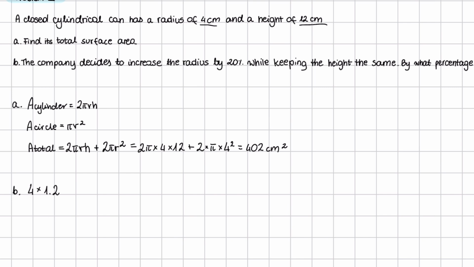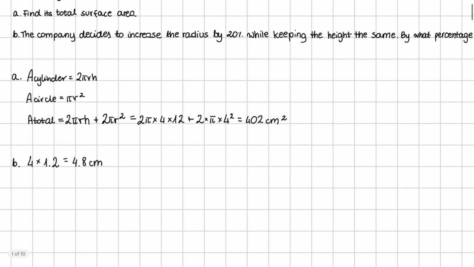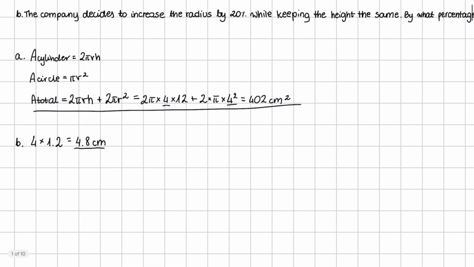120%, and this is 4.8 centimeters, so this is our new radius. And now we have to substitute this radius into this formula, so basically change 4 to 4.8, and then we will see our new total surface area.